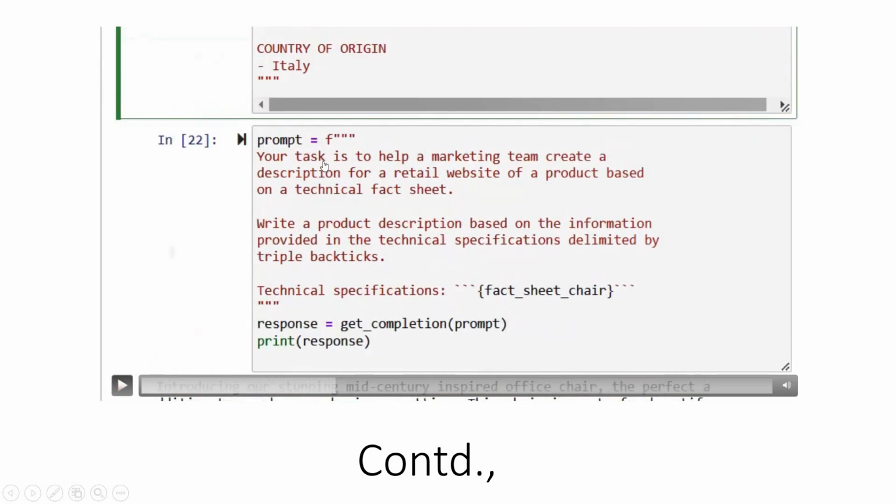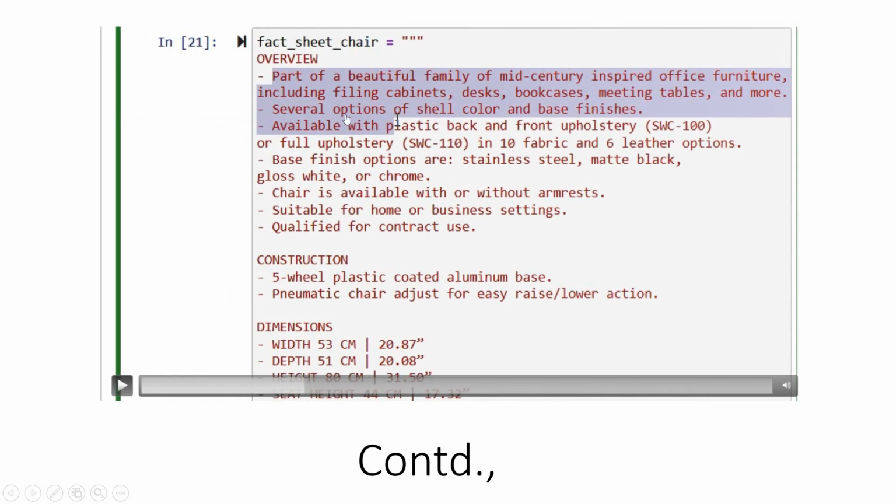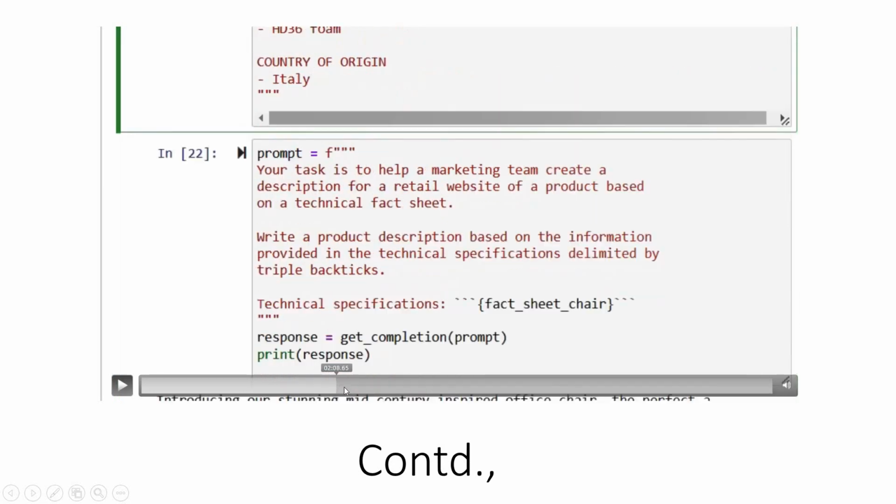Now if you see this closely, this is the prompt. Your task is to help a marketing team to create a description for a retail website of a product based on a technical fact sheet. The retail website of a product is going to be generated, and the product is nothing but the chair. The technical fact sheet is what I provided earlier, and you are free to provide your own technical fact sheet. You can add as much as you want and make it as elaborate as possible, so that when you get the response, it will be very nice.